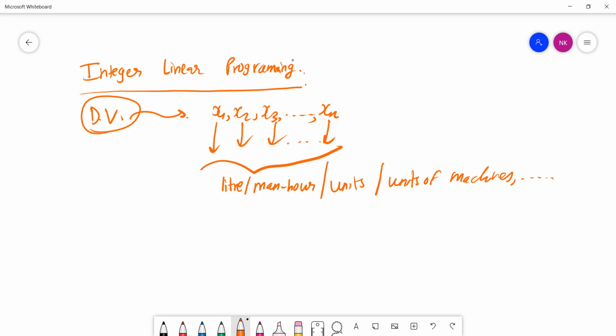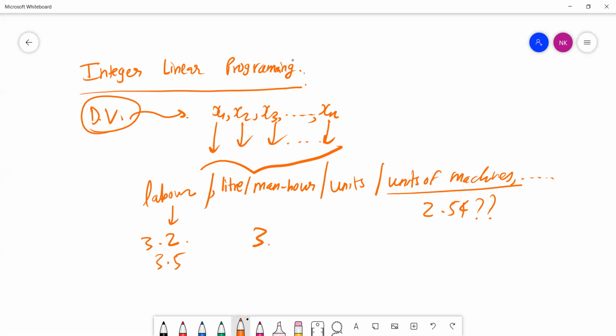But what if I say number of units is equal to 2.54? What do I mean by this? Let's say the number of people required for a particular process is 3.2 or let's say 3.5. What do I mean by this fractional part or decimal part? 3.5 means what? Can I say that I would be asking three people to work with two hands and one person to work with only one hand? Is that what I mean? No, absolutely not.